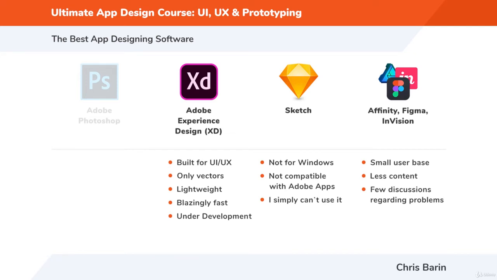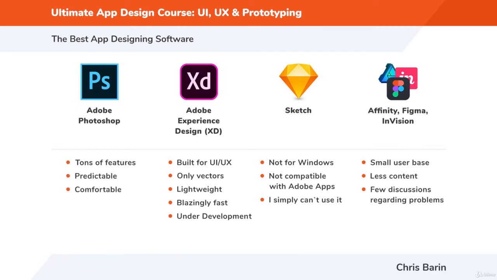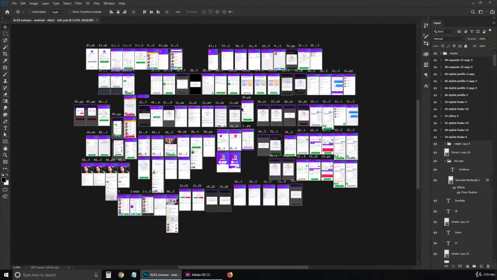Photoshop is great. It has tons of features, it's predictable, it's comfortable, and you can easily design beautiful apps with it. It's one of the most well-known programs out there. I could go on and on about its positive sides, but here's the elephant in the room. The single biggest problem is performance. When working on a considerable project, Photoshop slows down dramatically. Let me translate what this means.